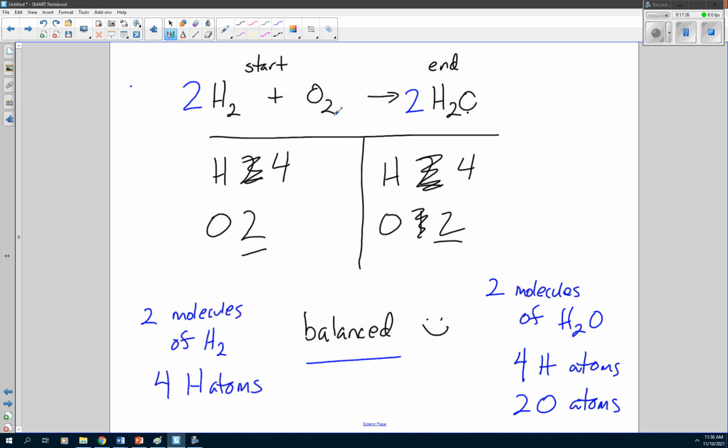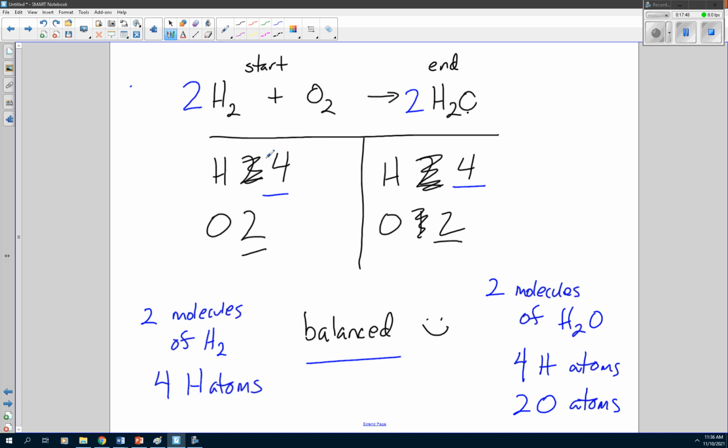So this is the process to balance a chemical equation. Take an inventory, and you can modify the ingredients or products as necessary, so you end up with the same number of atoms at the beginning and at the end, right? So I start with 4 hydrogens, I end with 4 hydrogens. I start with 2 oxygens, I end with 2 oxygens.